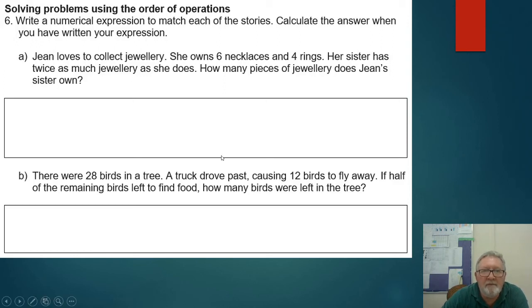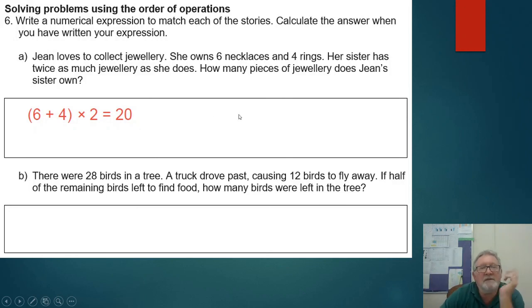And how did you go? All right, let's have a look. Our first number sentence there, 6 add 4 times 2. So it starts with the 6 and the 4 that Jean had. And then we're told the sister had twice as much. So we need to know what we're multiplying by 2, and so that part is done first. We need to add the 6 and the 4 first, so that when we multiply it by 2, we know where we're going. And so the sister has 20 pieces. I hope you got that one right.